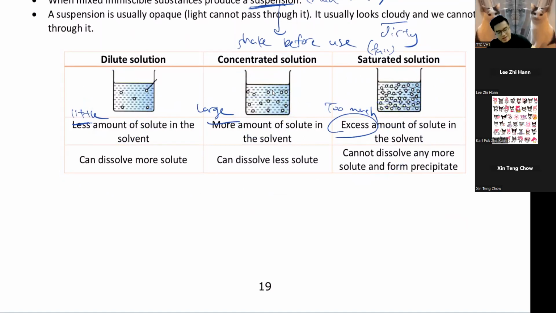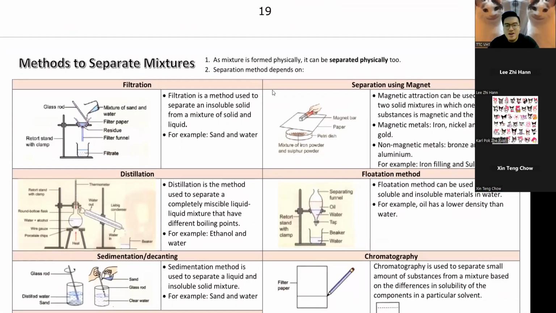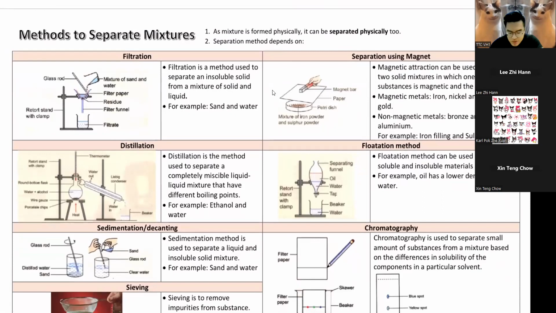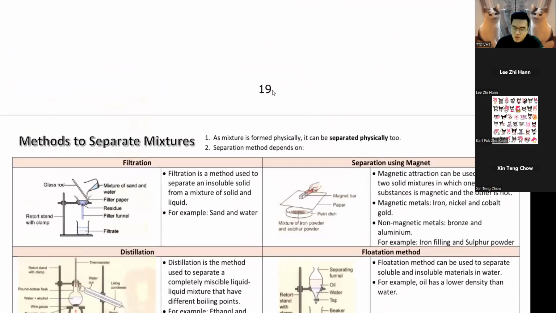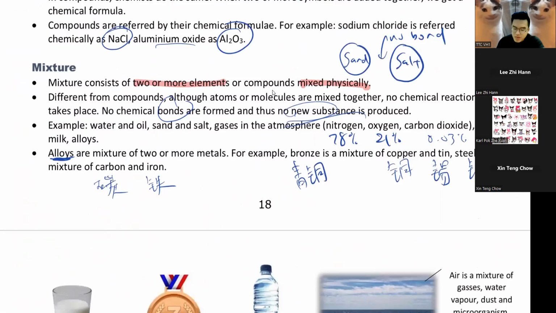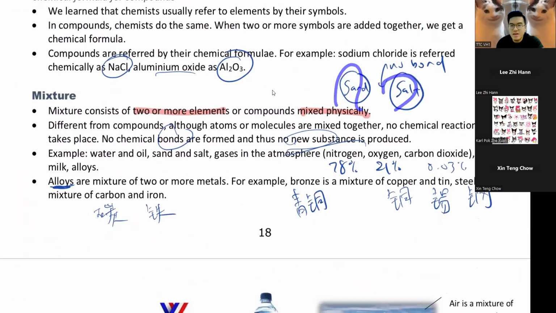So anyway, let's talk about separation. Just now we say when we put mixture together, right? Let's talk about how we separate them. Okay, guys, this is really easy. Since mixtures are formed physically, they don't become friends. They are also easy to separate. Like I said last week, sand and salt is not friend. So it's very easy to separate them.